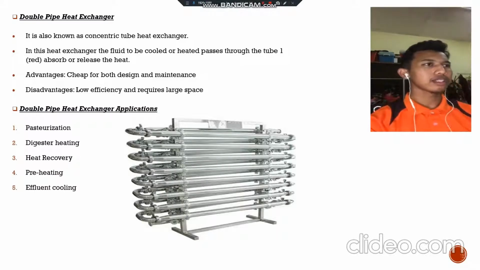First, double pipe heat exchanger. It is also known as concentric tube heat exchanger. Point number 2, in this heat exchanger, the fluid to be cooled or heated passes through the tube to absorb or release the heat. The advantage of the double pipe heat exchanger is that it is cheap for both design and maintenance. The disadvantages are low efficiency and the requirement of large space. For double pipe heat exchanger applications, we have 5, for example pasteurization, digester heating, heat recovery, preheating, and effluent cooling.